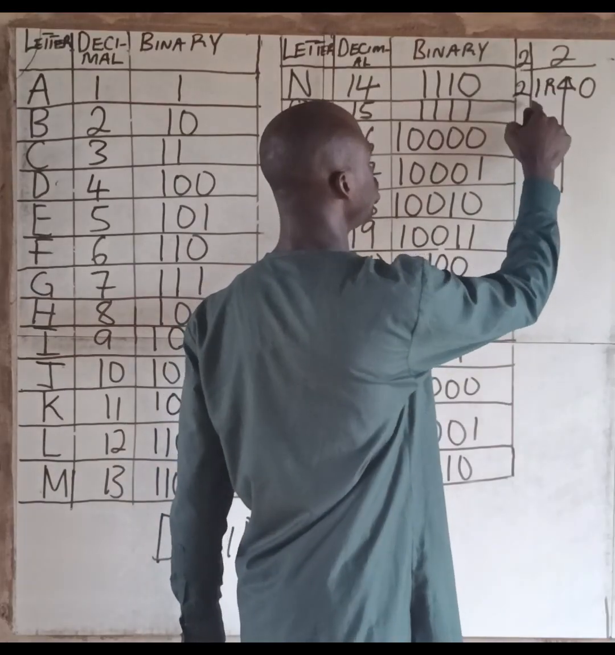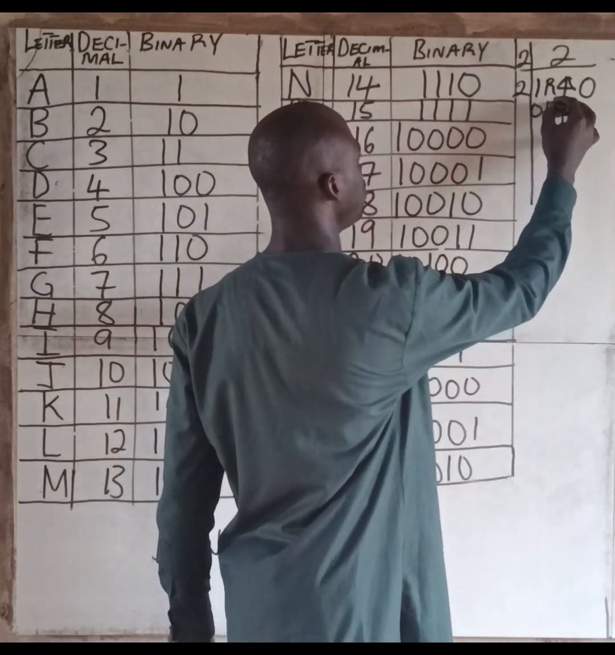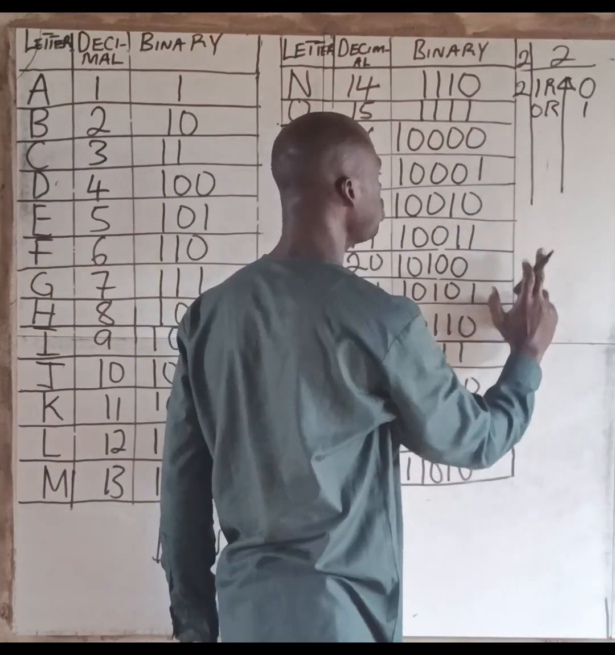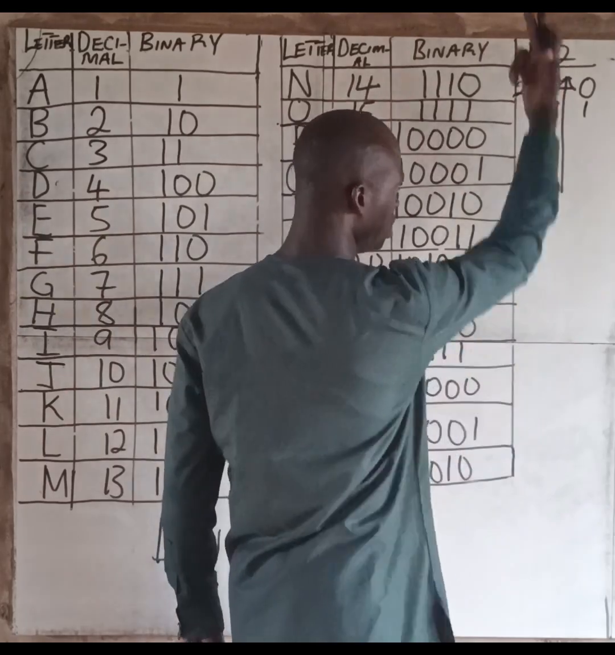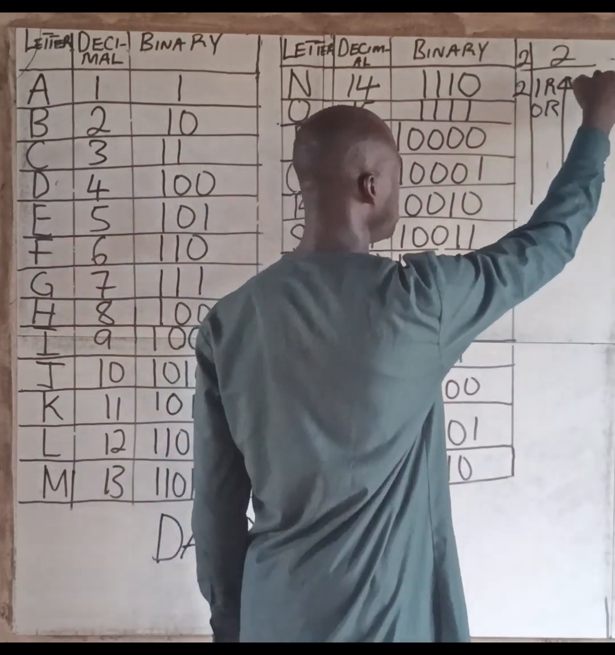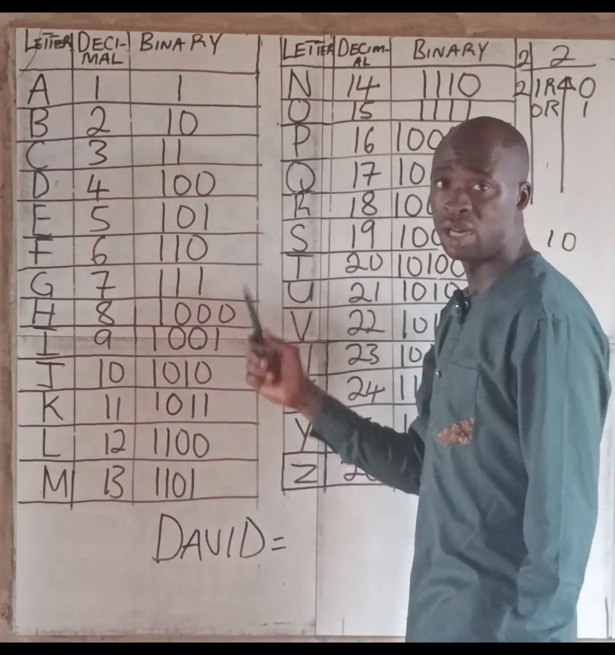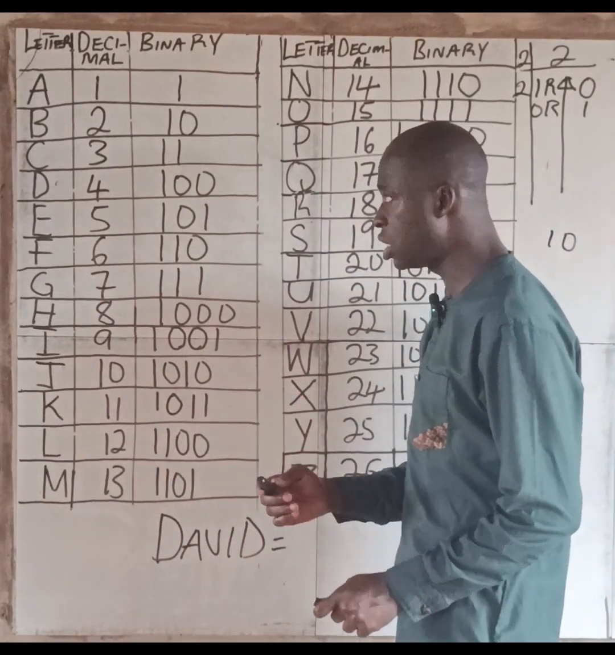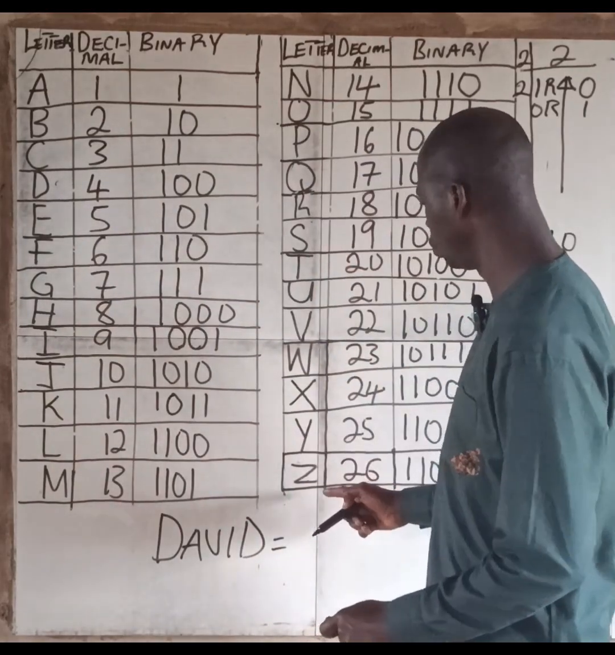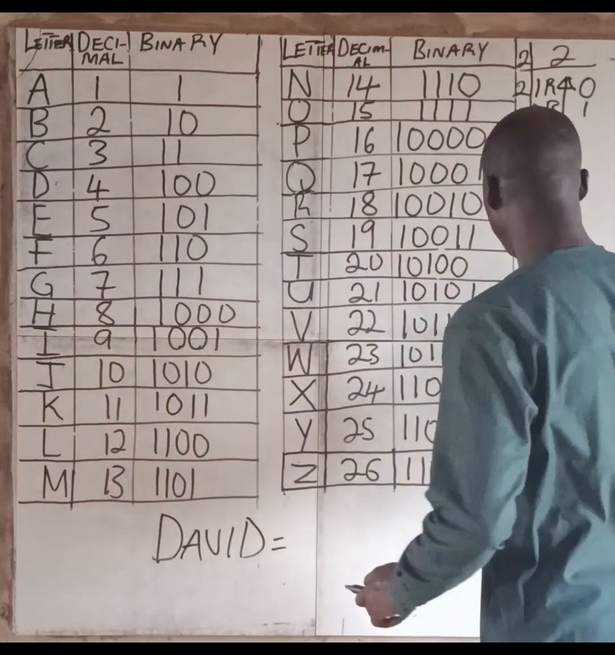Now, if 2 should go into 1, it's not possible. You will write 0, remainder this same 1. At the end of the day, check where your remainder is moving to. You can see it's moving from the bottom to top. So this becomes 1, 0. So your answer becomes 1, 0. And if you check right here, you will see it is clearly written 1 and 0. So therefore, now that you have an idea of how to translate each of these, if you want to do it for Z, the same thing. Let's go straight and spell the name David.